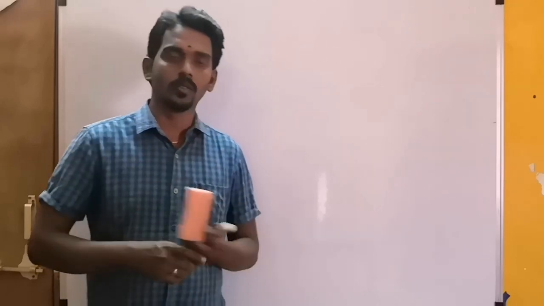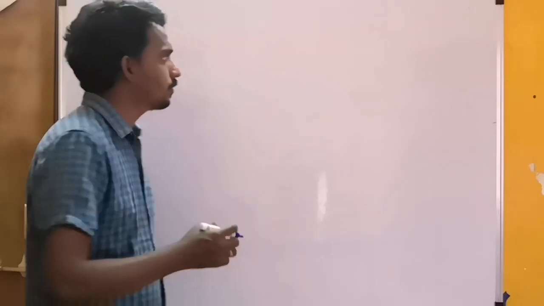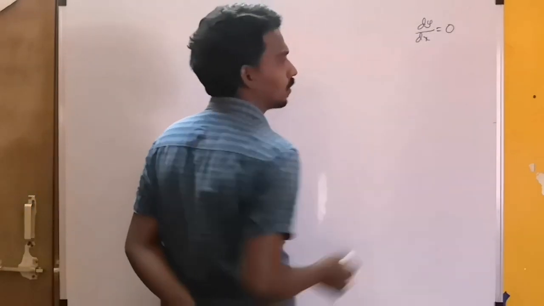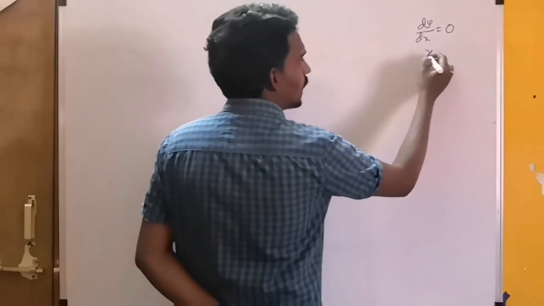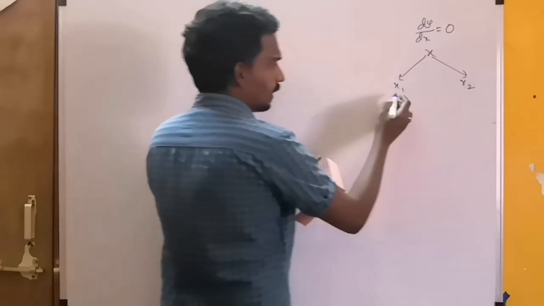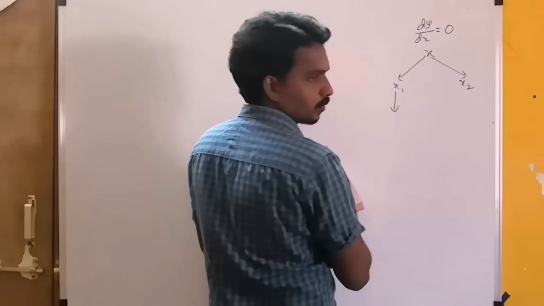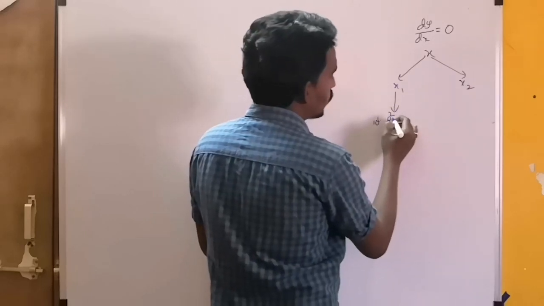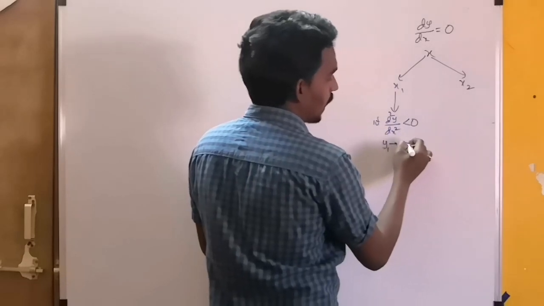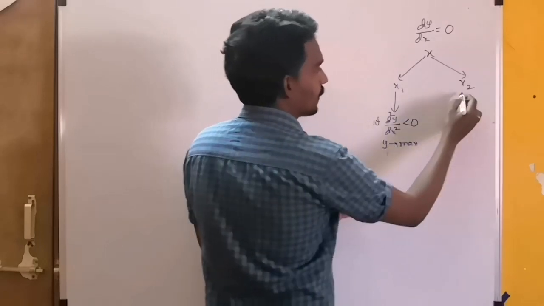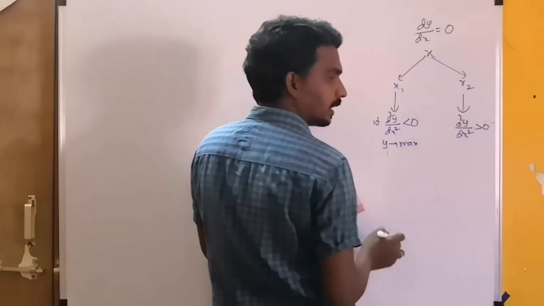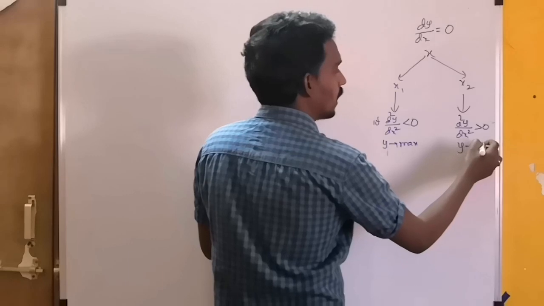To find those x values, what is the procedure I said? First you need to equate dy by dx equal to 0. Then you will get two values for x, x1 and x2. Then at a particular value x1, if d square y by dx square is less than 0, then y1 is maximum. And for another value, if d square y by dx square is greater than 0, then the y value will become minimum.